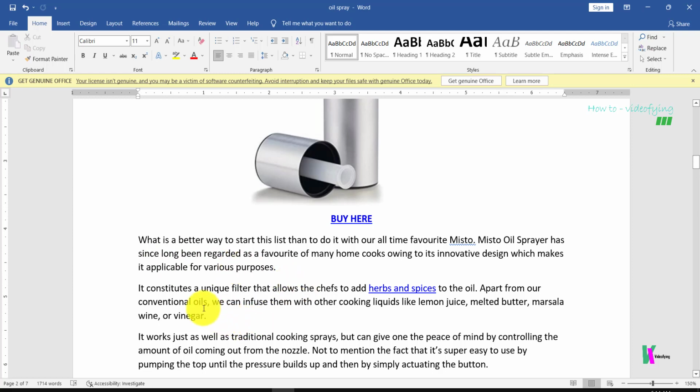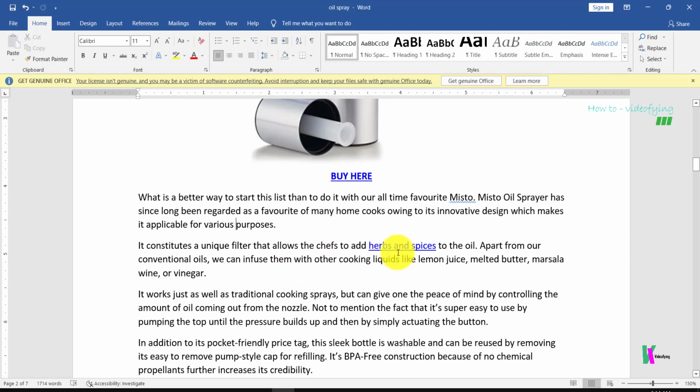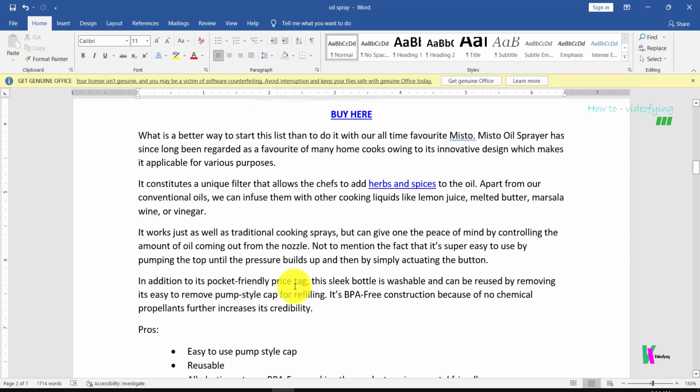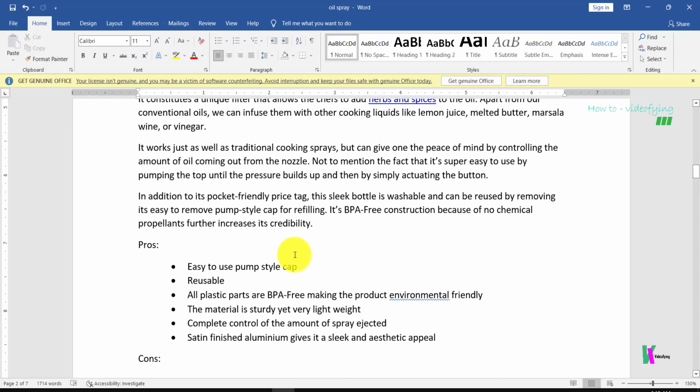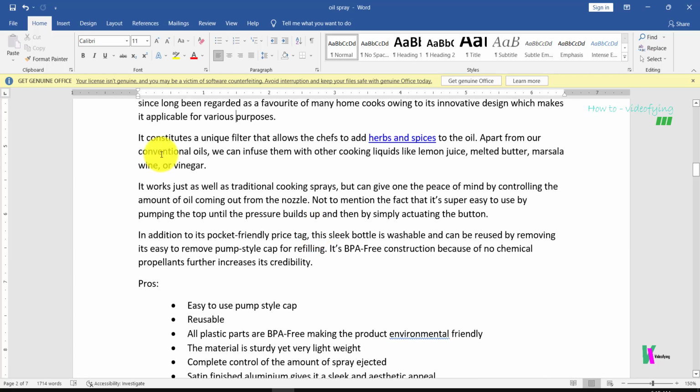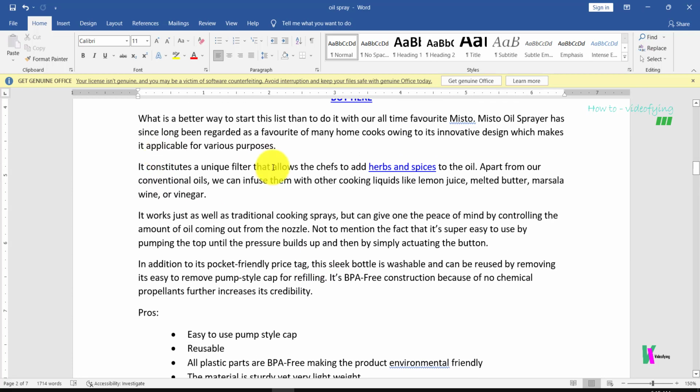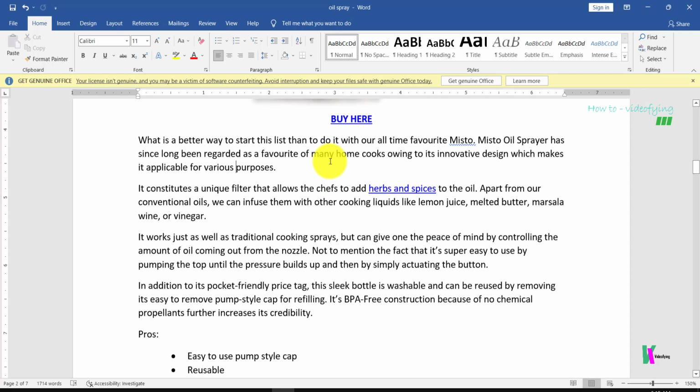Then we have other options that allow you to spray on your food. Then it works well as traditional cooking sprays and controls the extra amount coming out of the nozzle, and it's BPA free construction, no chemicals are included in that, etc. So if we are writing a product review with these features and qualities, then it's effective and considered a good product review.